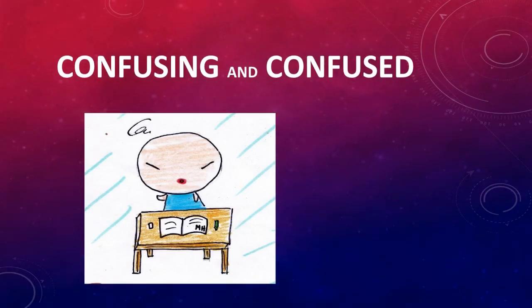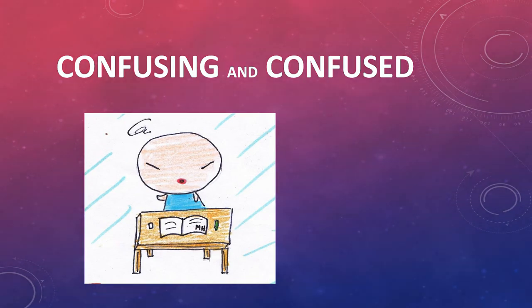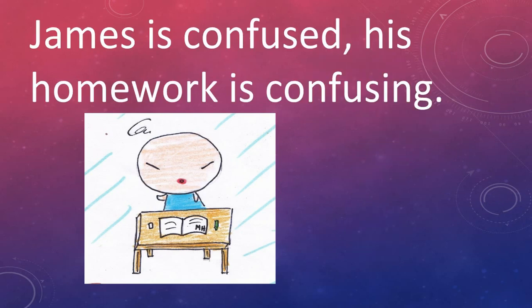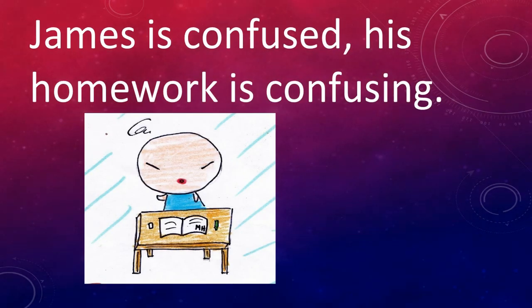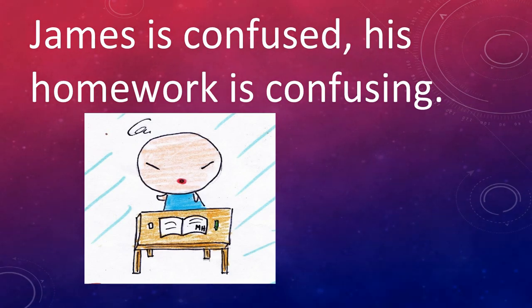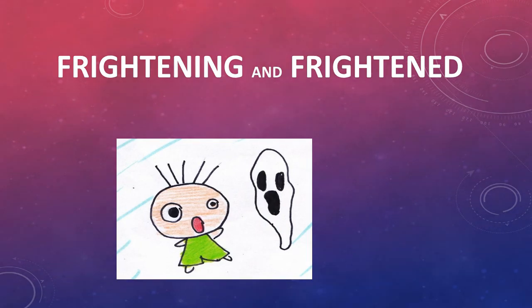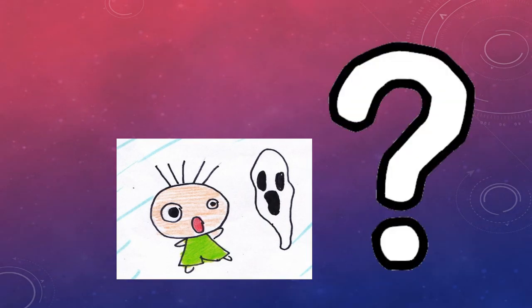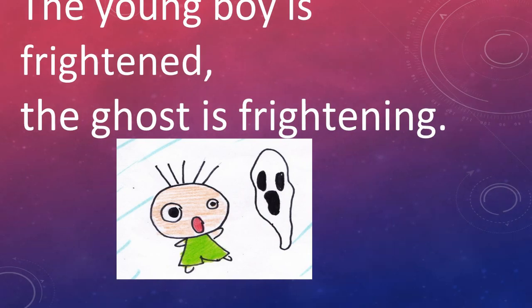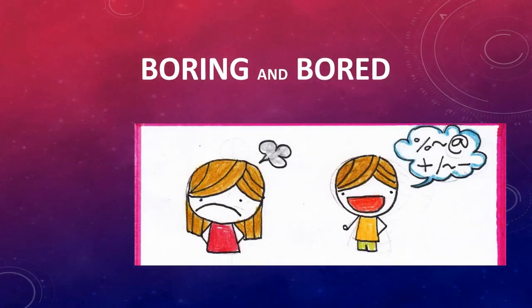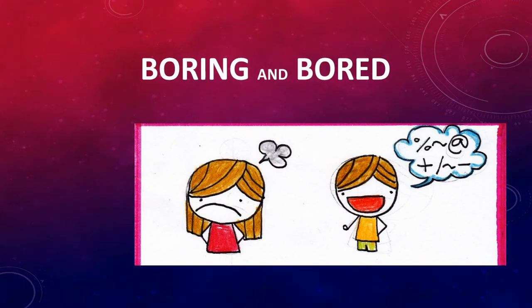Confusing and confused. So students doing their homework might have this feeling. James is confused. His homework is confusing. Frightened and frightening. So we see the ghost there and the young boy. What sentence could we use with them both in? The young boy is frightened. The ghost is frightening. So it's a good example of how to use those two words together in the one sentence. Boring and bored. Other important adjectives that we shouldn't get mixed up.